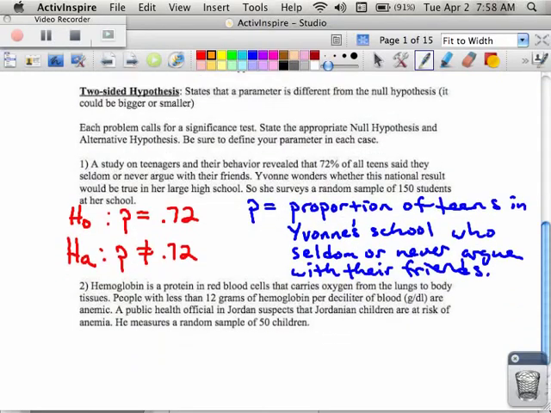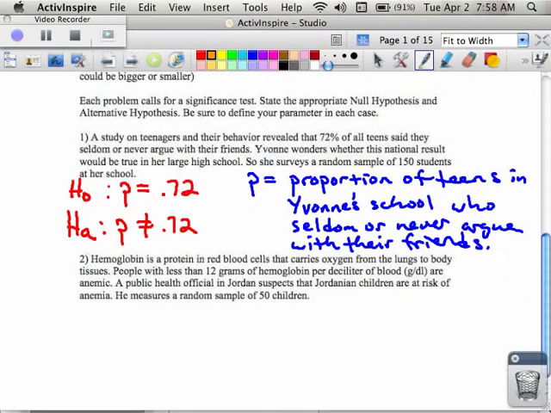Okay, so in our second example, what you'll notice is they don't offer a percentage or a proportion, so that's a clue that you'll be working with means instead of P. In our null hypothesis, we would say that our mean is equal to 12, the average amount of hemoglobin. And then our alternative was that the children are at risk of anemia, and so that's less than the 12. So I would say that my mean is less than 12, because that's when you're at risk for anemia.